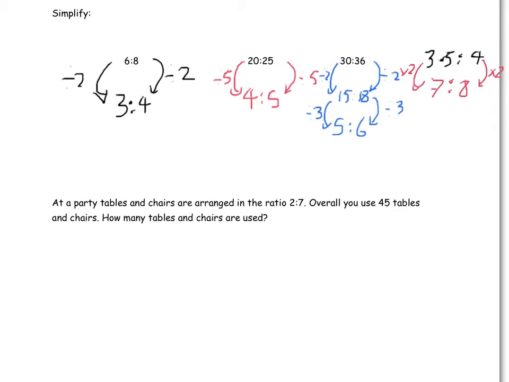Right, let's have a look at a dividing into ratios question, and we're going to do this in 2 ways, and it's up to you which one you use. So, at a party, tables and chairs are arranged in the ratio 2 to 7. Overall, you use 45 tables and chairs. How many tables and chairs are used?